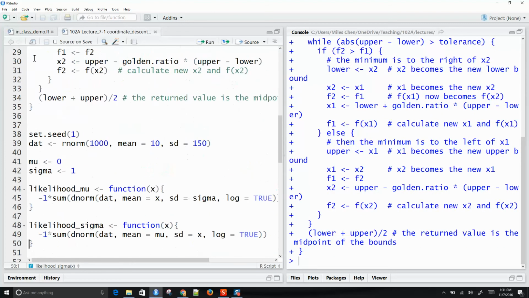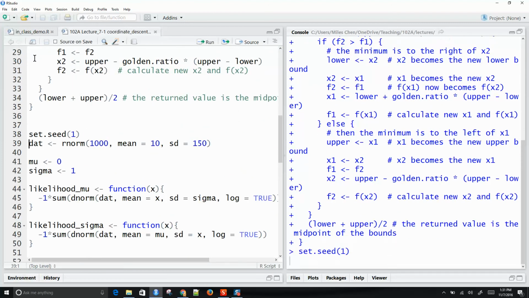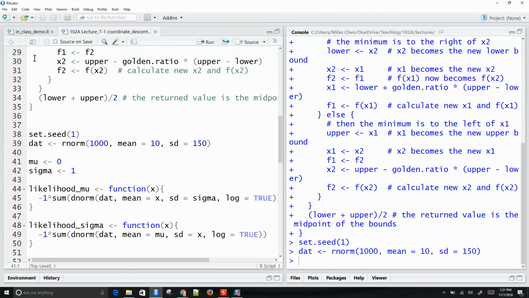Okay, so here I'm going to just generate a bunch of data. Set seed, I'm going to generate 1,000 points coming from a normal distribution with a mean of 10 and standard deviation of 150. Okay, we'll just start off with this. Mean is 10, standard deviation is 150. So I can just do a histogram of our data right now.